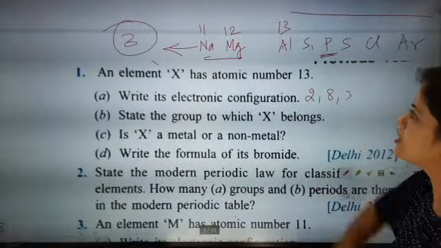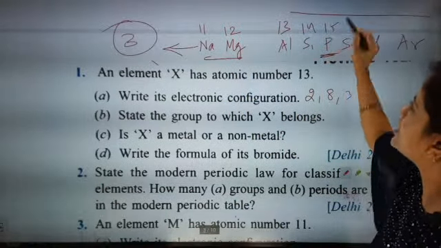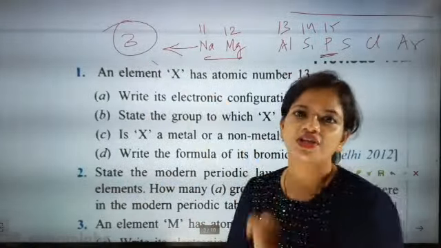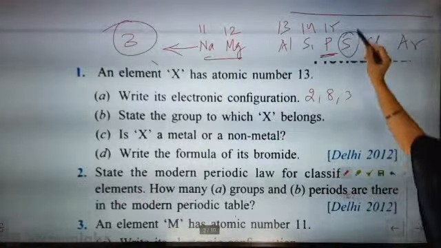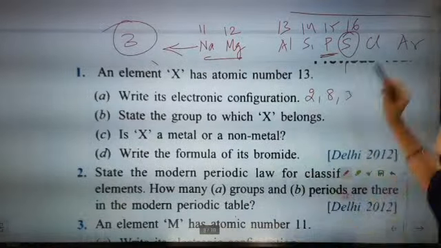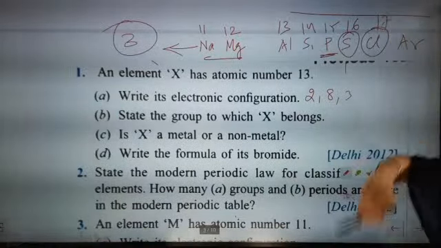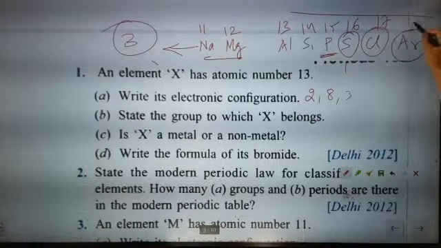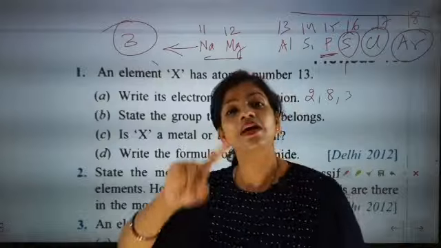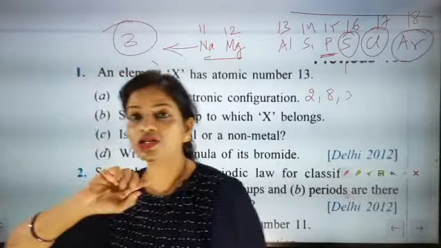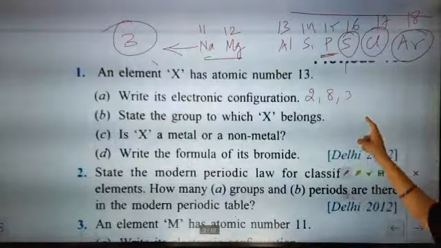So phosphorus has atomic number 15, group number 15. If you are not trusting, go and check the group. Sulfur has atomic number 16, group is also 16. Chlorine atomic number 17, group number is also 17. Argon atomic number 18 and its group is also 18. So like this you have to remember. Okay, fine. So we will go for the next.